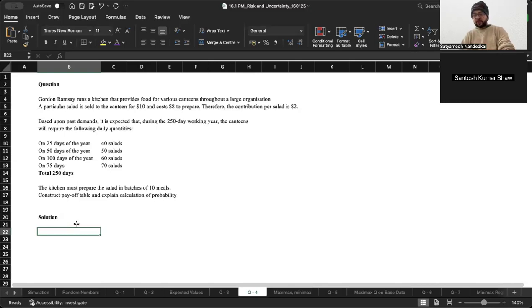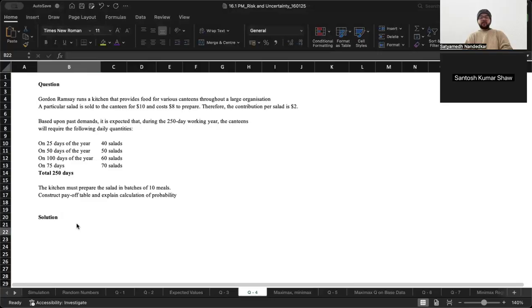Now, there are 2 points here that are important. First of all, what problem am I trying to solve? My problem is I can prepare and send salads in batches of 10, but I don't know exactly how much demand I will get on any particular day. I don't know. At this point of time, I have no idea, no clue on how much demand I will get on one particular day. So there has to be a way in which I can predict that.